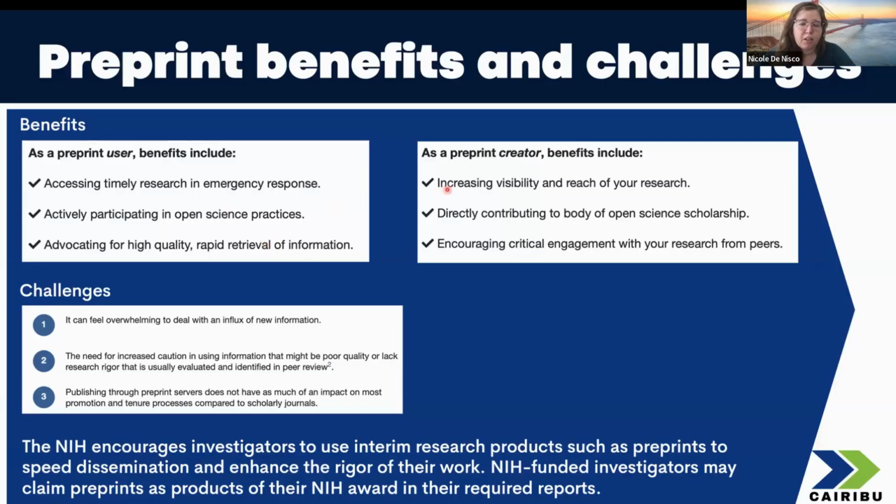As a preprint creator, of course, there are a lot of benefits too. It increases the visibility of your research. You're able to preprint things without having to wait for the very long journal review process, which can take a year or two. It helps you again to directly contribute to the open body of science scholarship.